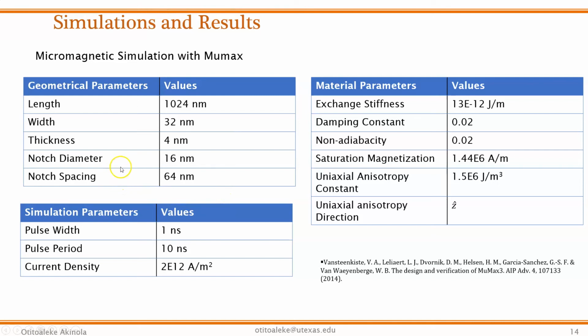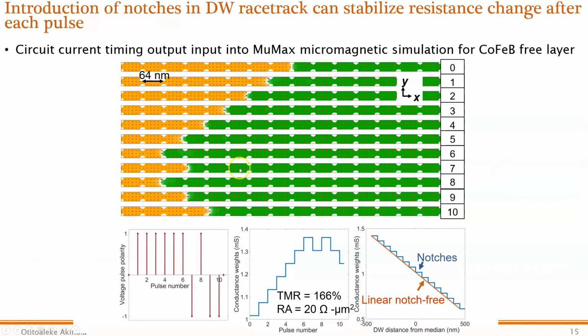We also decided to check this behavior using micromagnetic simulation using these parameters. We see indeed that when the pulses are positive, the domain wall will move in one direction, and when the pulses are negative, it moves in another direction in a predictable manner. The notches are put there such that the domain wall can be moved in a predictable and controllable manner, and in a way that is very repeatable.